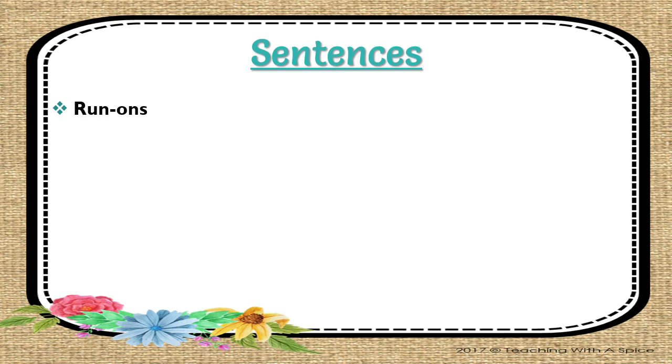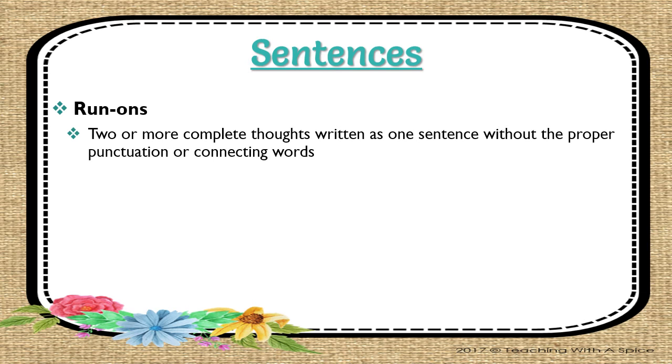Now we have run-ons. Ooh, run-ons. Everyone loves those, right? So run-ons are two or more complete thoughts written as one sentence without the proper punctuation or connecting words. So it's basically when you jam together more than one sentence, more than one complete thought, incorrectly, which is very easy to do in writing, I know, but it's something that you have to really watch out for as you're writing. You have to keep it out of your writing.